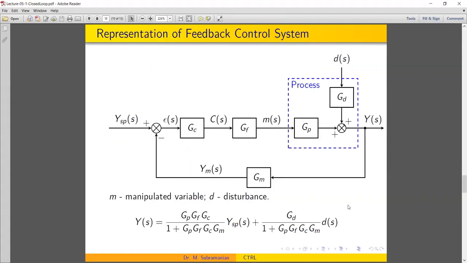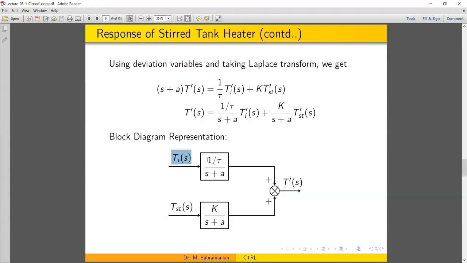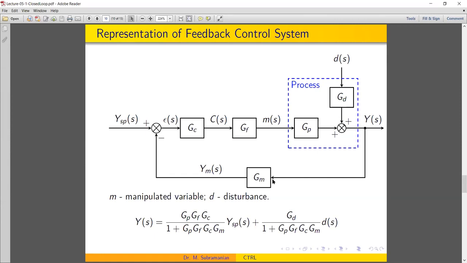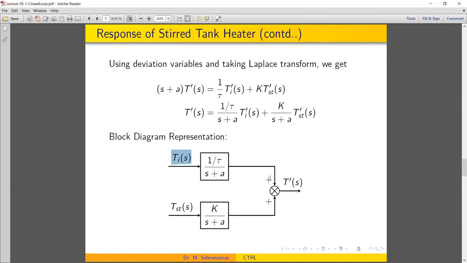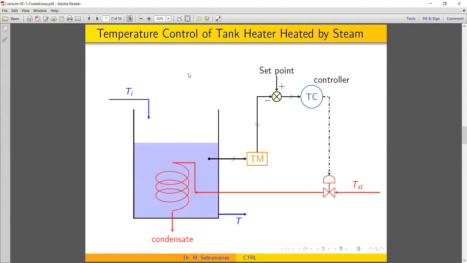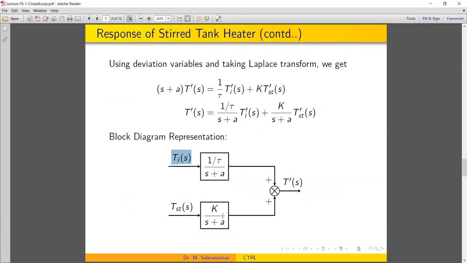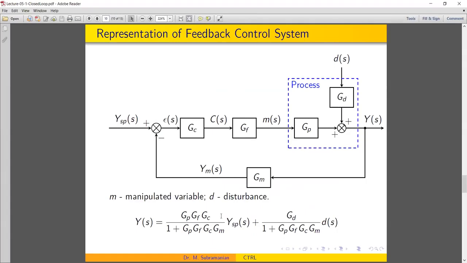We have this block diagram to represent the control system. We have seen two examples: one from the level system, another from the stirred tank heater. Why do we say it is stirred tank? The entire contents are kept at uniform temperature by some sort of mixing. You don't even need any mixing in the case of a small system. You can have mixing even by the vigorous heating action itself. Okay, this is very important. And from this onwards, we'll continue.